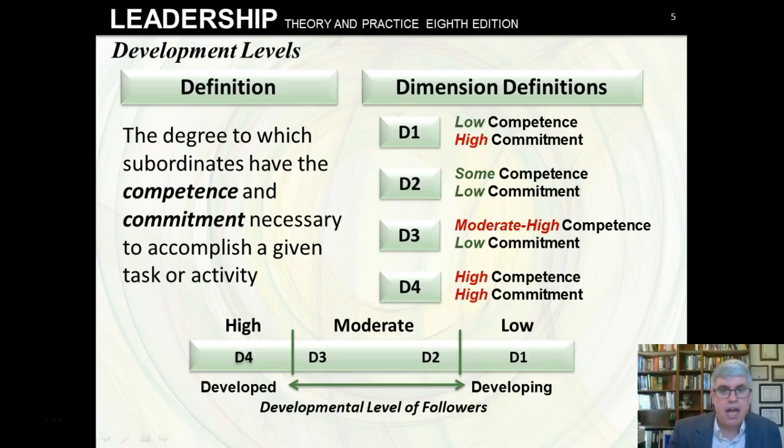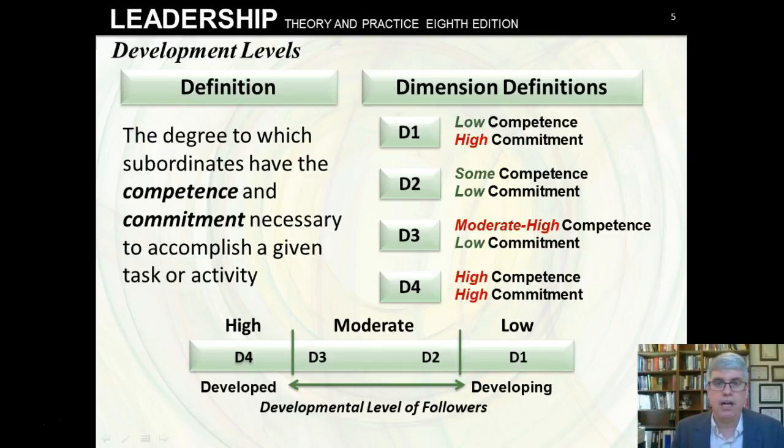Now, what defines the situation? This is where the theory gets a little controversial. According to this theory, the style should be determined by the development levels of the followers. Now, what do I mean by a development level? A development level is defined as the degree to which subordinates have competence and commitment necessary to accomplish a given task or activity. How competent are they? How well do they know what they're supposed to be doing? And how much commitment do they have to what they're doing?